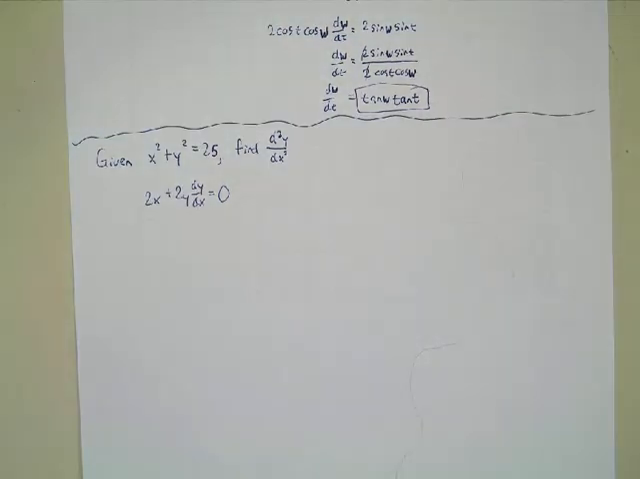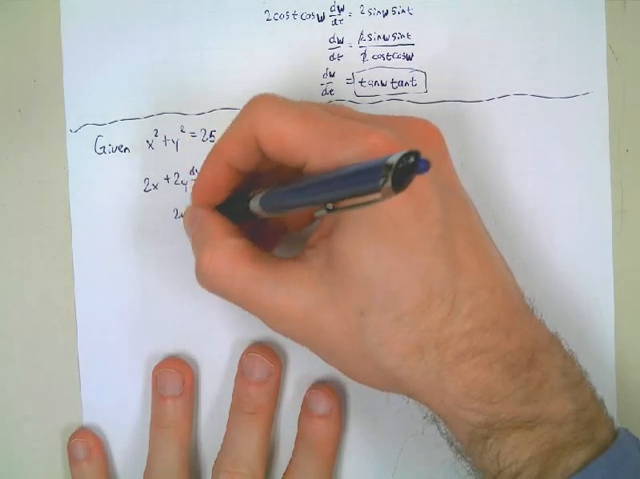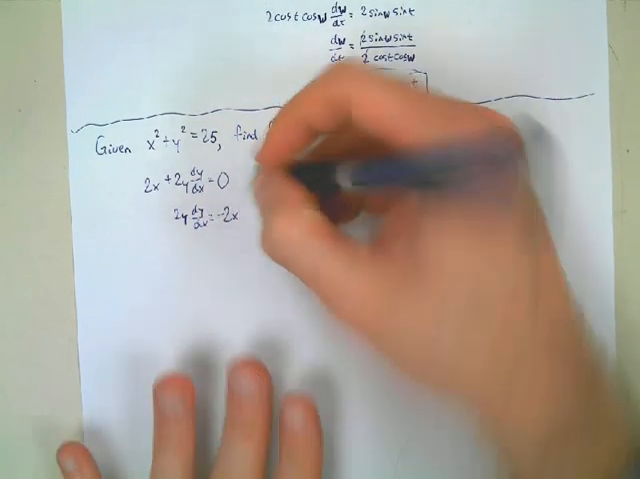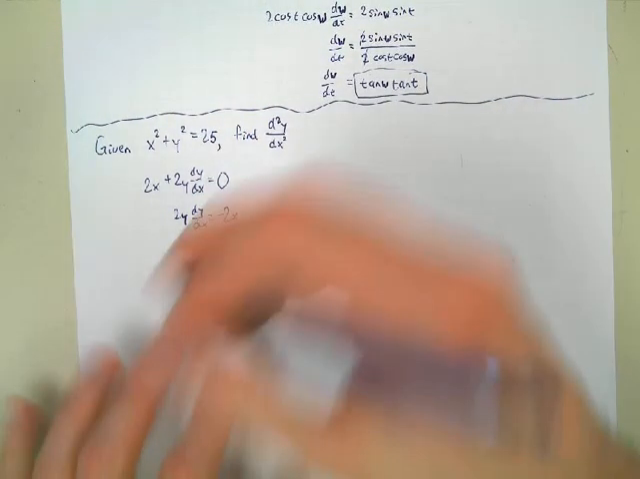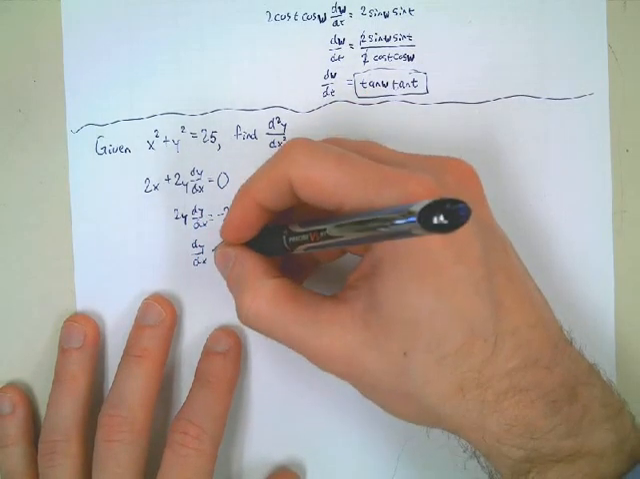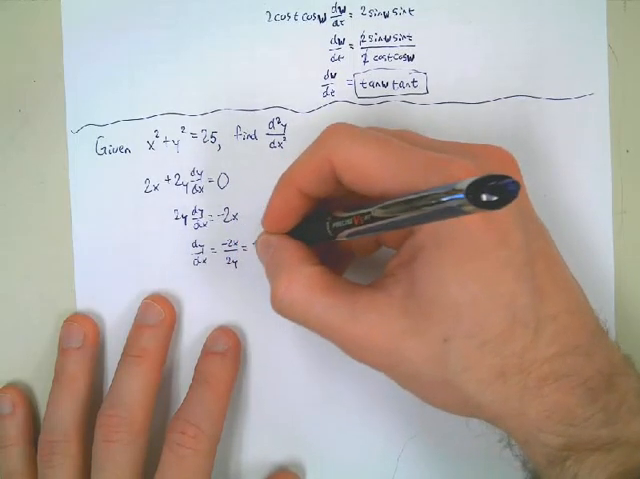Negative x. Okay, so now, Drew, at this point, we want to get the dy/dx by itself, so how would I go about doing that? Yep, so we get 2y dy/dx equals negative 2x. And then divide both sides by 2y, so you get dy/dx equals negative 2x over 2y, which then is really just negative x over y.